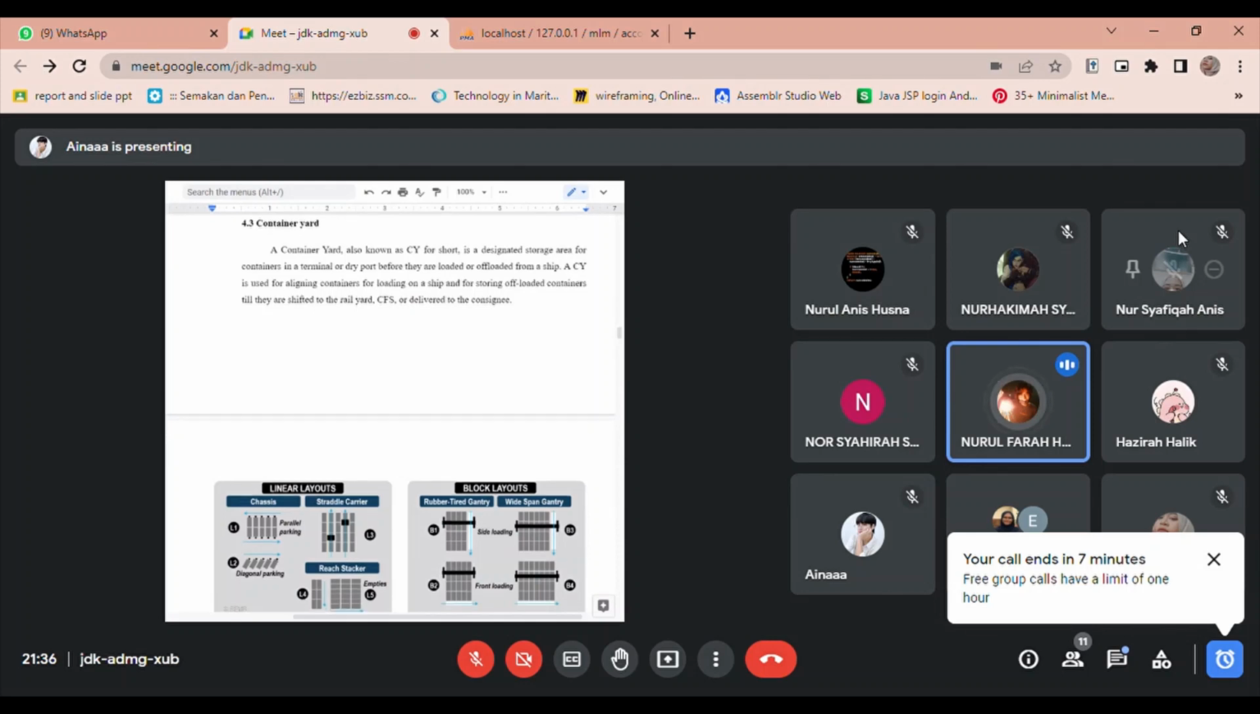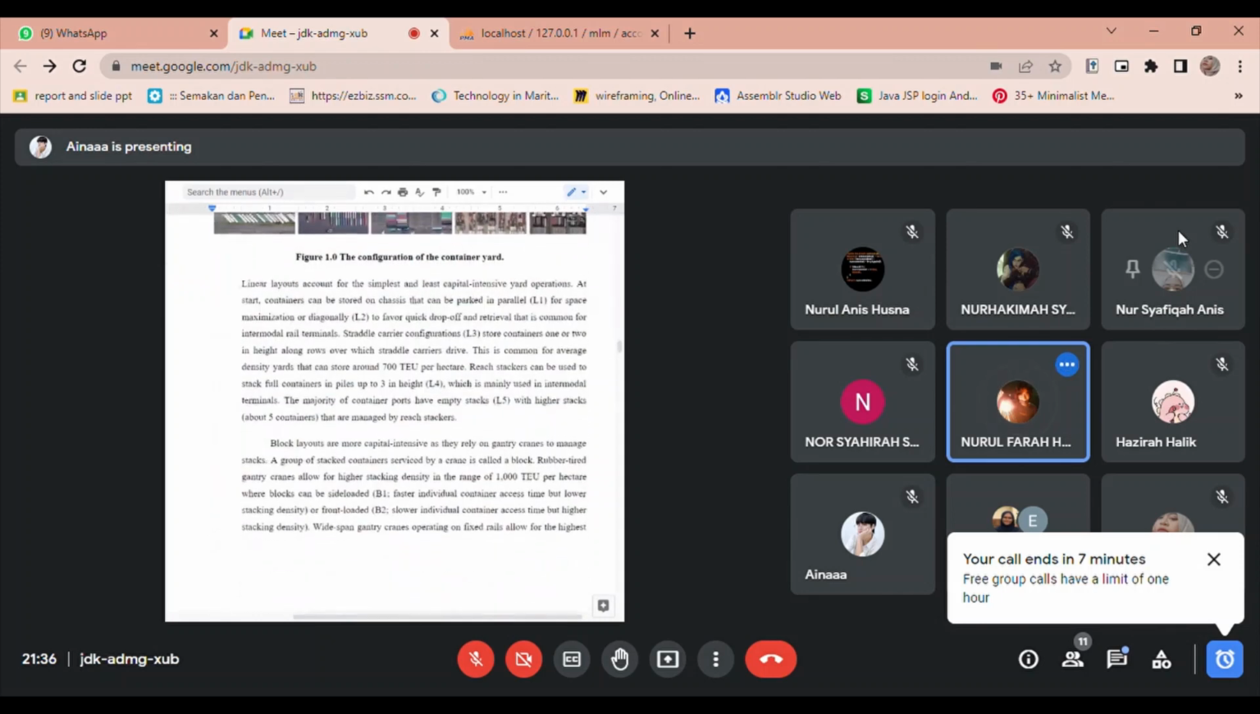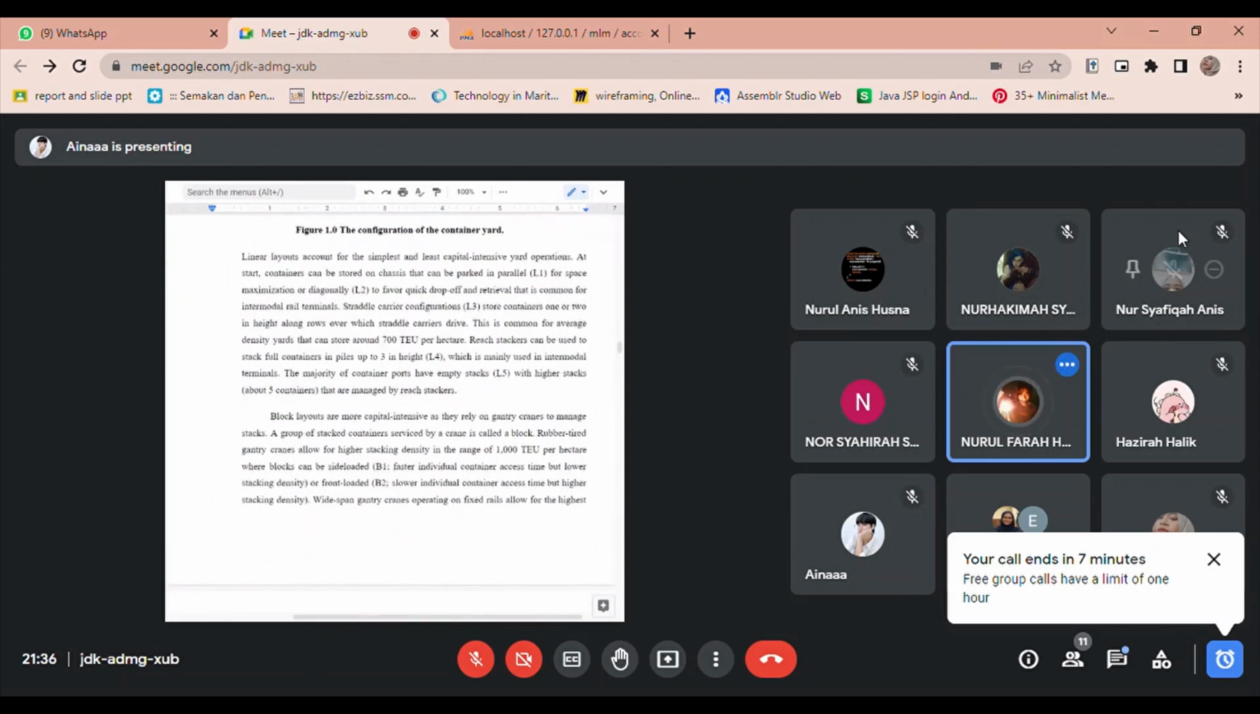These are the configurations of the container yard. Linear layout accounts for the simplest and least capital-intensive yard operations. At the start, containers can be stored on chassis that can be parked in parallel (L1) for space maximization, or diagonally (L2) to favor quick drop-off and retrieval, which is common for intermodal rail terminals.